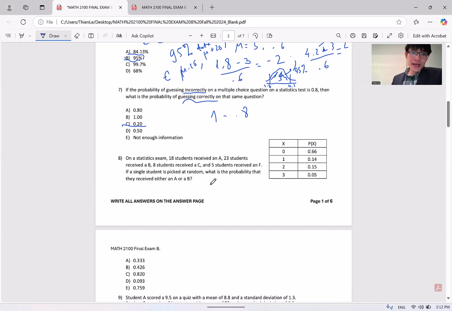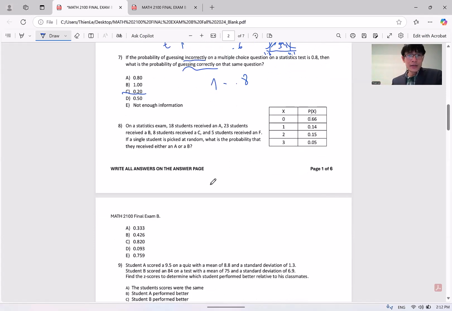So this is an event. So in total, how many students do we have? We have 18 plus 23 plus 8, right? Plus 5, right? So this is the sample size we have in total, which will be 58. And here we want to look at the event where a student receives either A or B, okay. So how many students receive either A or B? Which is 18 plus 23, right? So in this case, you get 41.